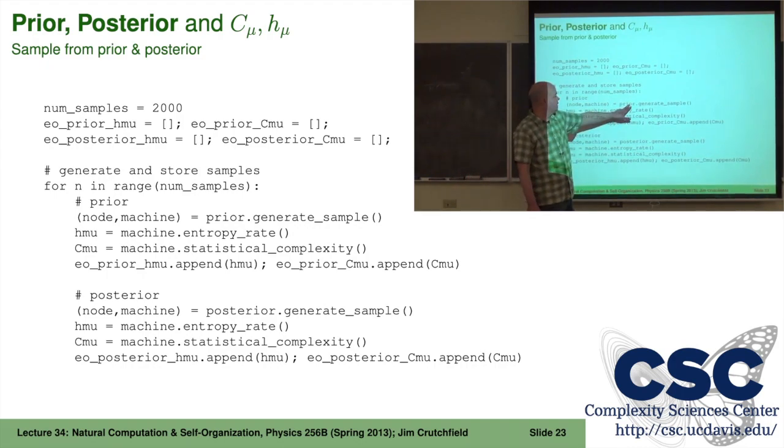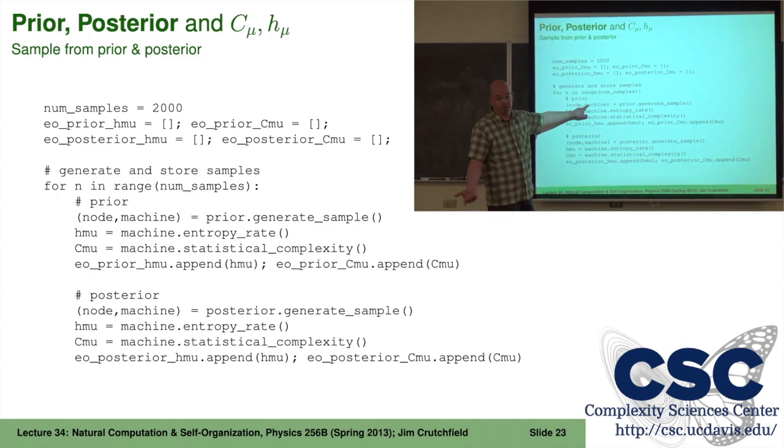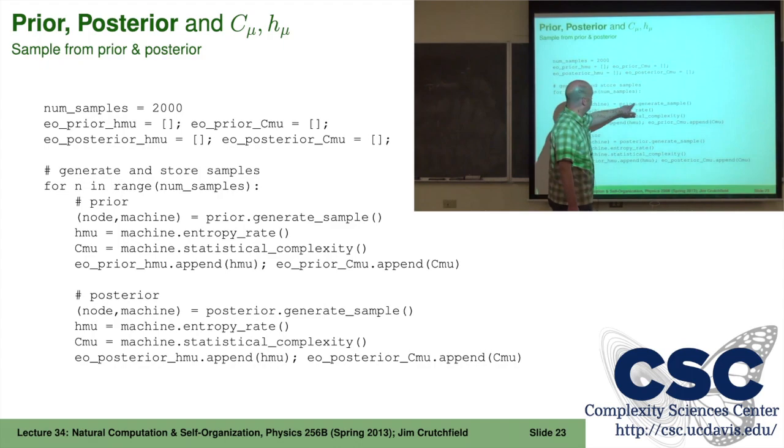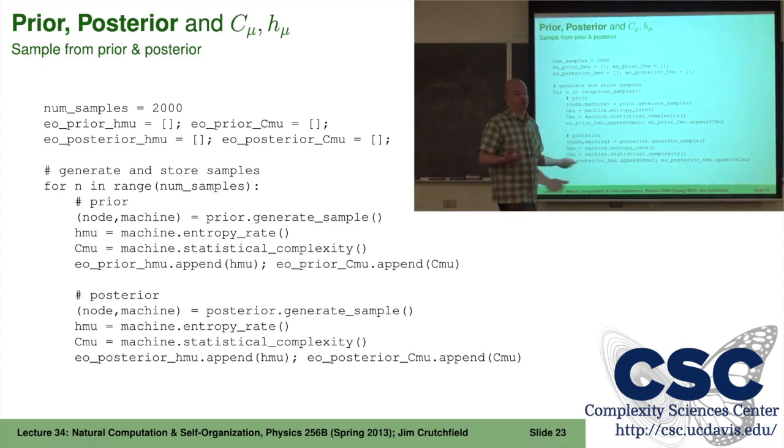But this prior now is over models, and this posterior is over models. So now the machine that gets spit out each time could be different, and will be different some of the time. So when you calculate these things, CMU and HMU will change in ways you can't with a single fixed topology. So generate sample does the first algorithm that I was describing to you, which was sample from the posterior over model topologies, then sample a start state, then sample a set of transition probabilities, and that's what's returned here. And so actually the node here is the start state that was sampled, if you wanted it.